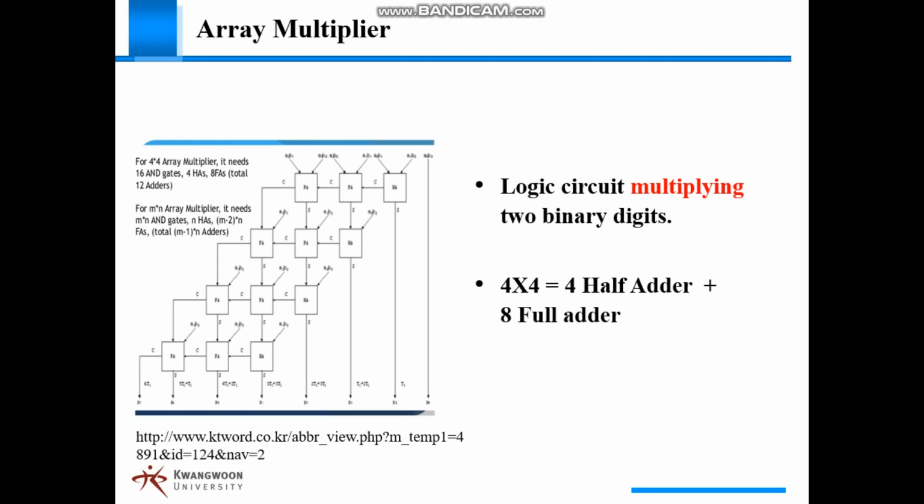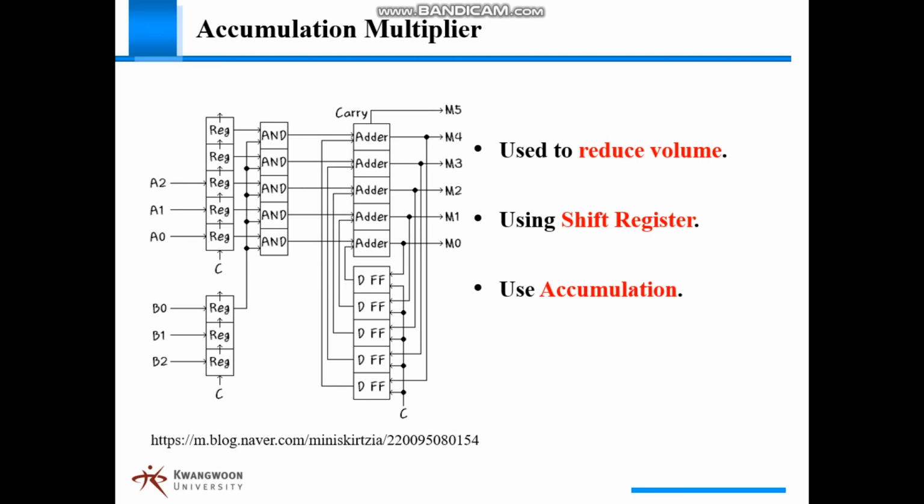First, the array multiplier. This is a logic circuit multiplying two binary digits. The multiplier performs successive addition and accumulation operations to obtain the result, but the volume is very large, so we use the accumulation multiplier when using many bits. For example, a 4x4 array multiplier needs 4 half adders, 8 full adders and several AND gates. So we use the accumulation multiplier.